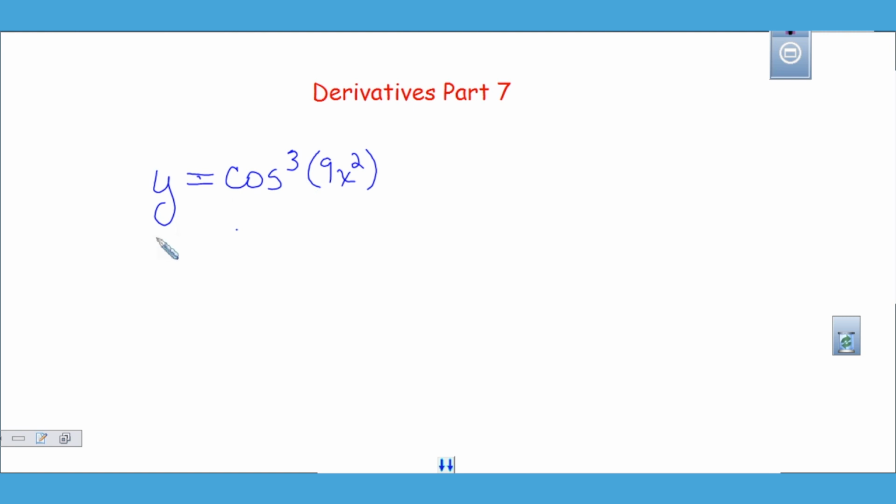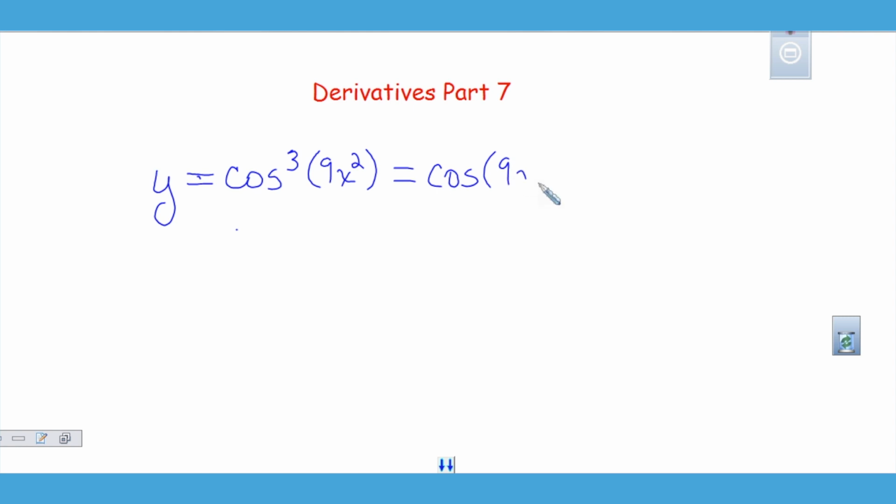So the first thing you want to do is see who the outside function is. So I'm going to rewrite this guy so he's easier to see. Anytime you have a trig function that is raised to a power like that, you're going to want to rewrite him and put big parentheses around him so you can really see what's going on. So the most outer thing that is happening is this cube.